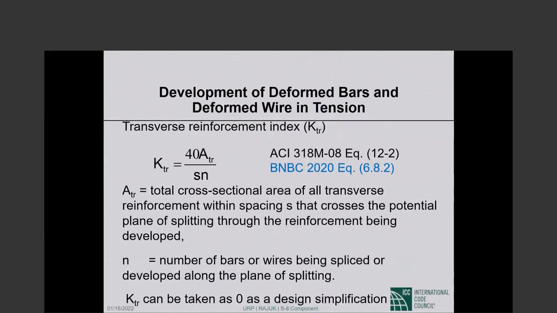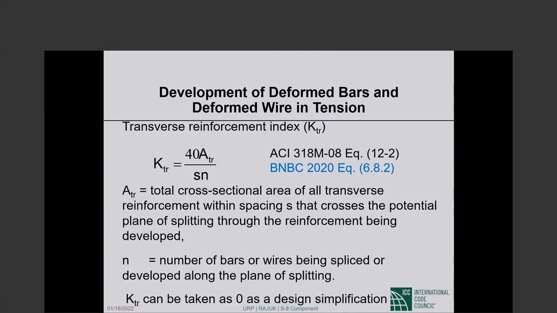Okay. K sub TR is 40, a constant, times A sub TR divided by S and N. Okay, A sub TR, all the details will not register, so I will not try to over explain everything, but anyway, just try to get a flavor of what this is.